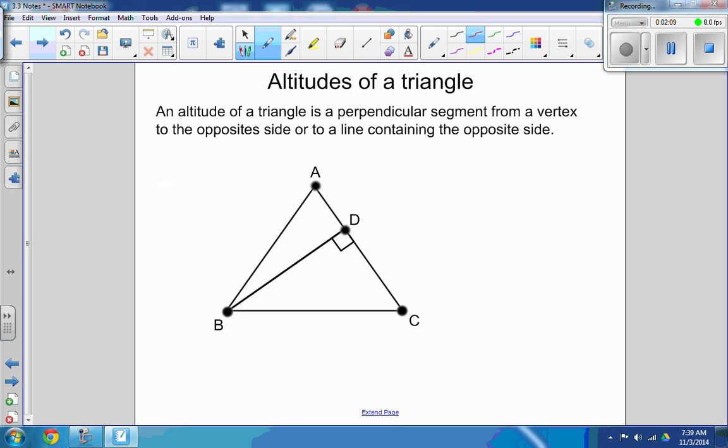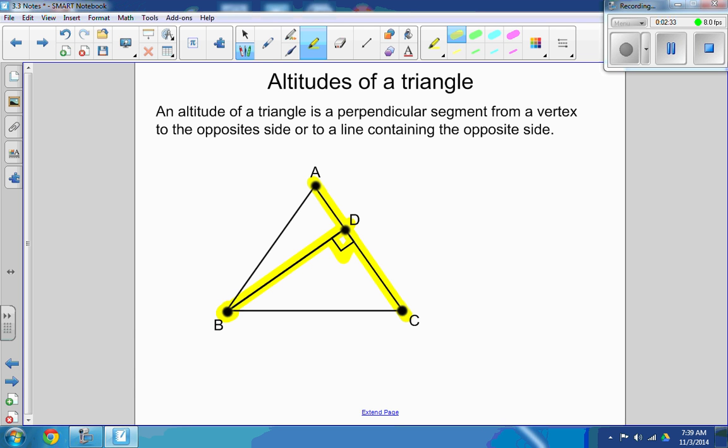So the altitude of a triangle is a perpendicular segment from a vertex to the opposite side, or to a line containing the opposite side. So here we go. From the vertex, I created a line that is perpendicular to the opposite side. That is called the altitude.